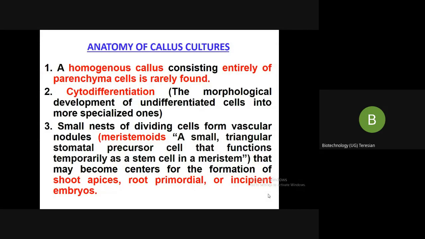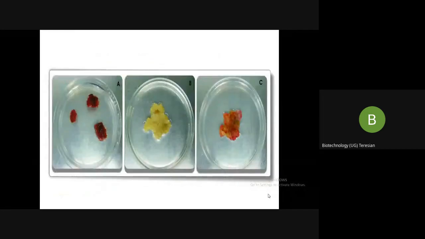We said that the texture of the callus and the pigmentation of the callus, that is, the color of the callus, all depend on your explant. What type of explant you have chosen, what species of explant you have chosen. Based on that, we get these different colors and textures.